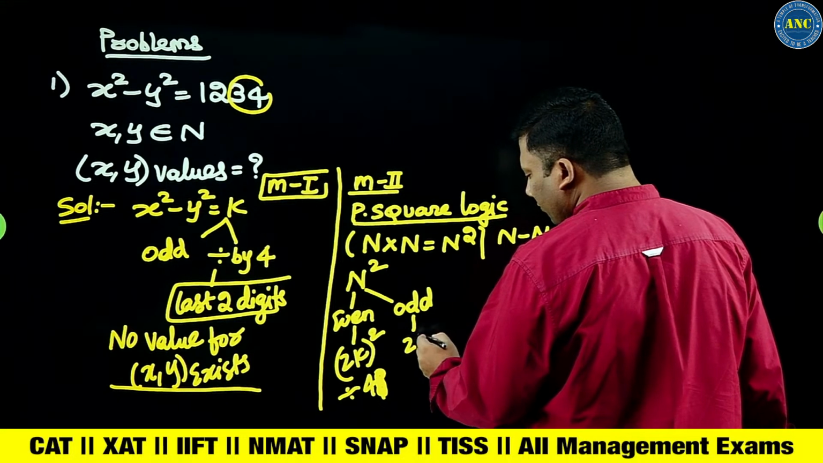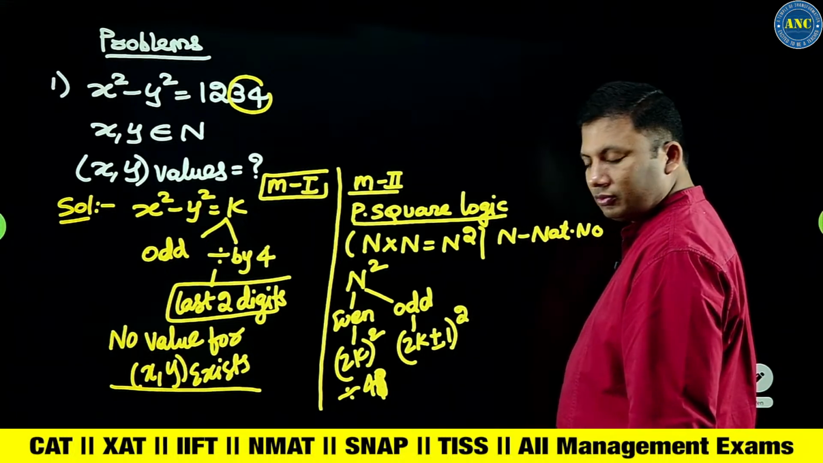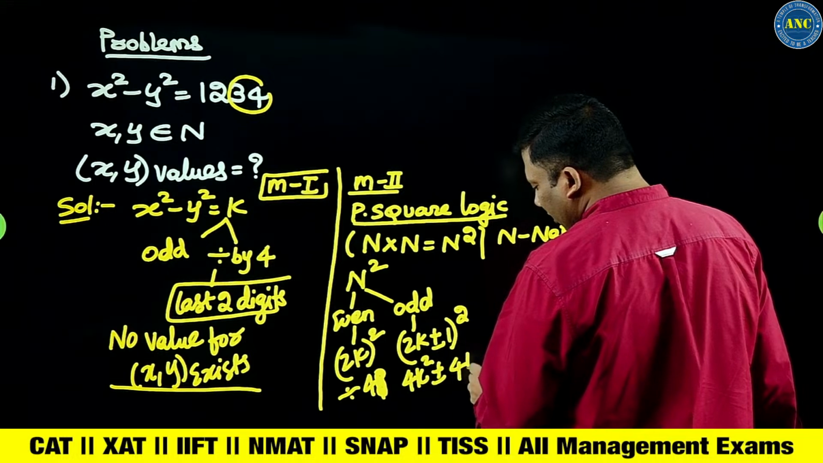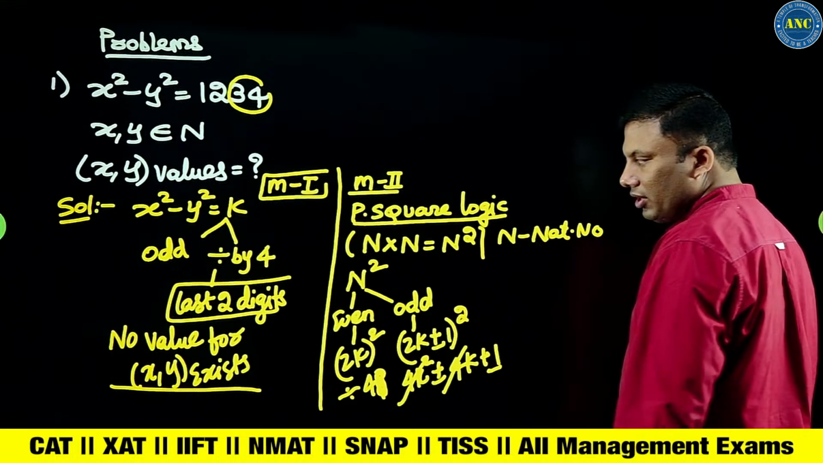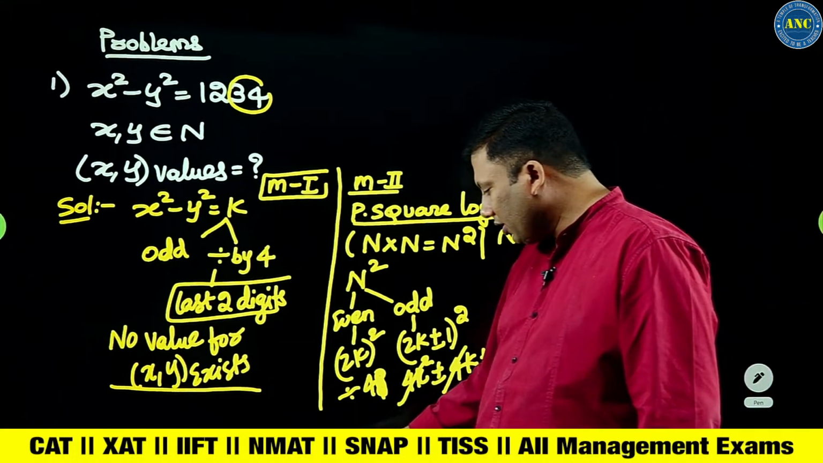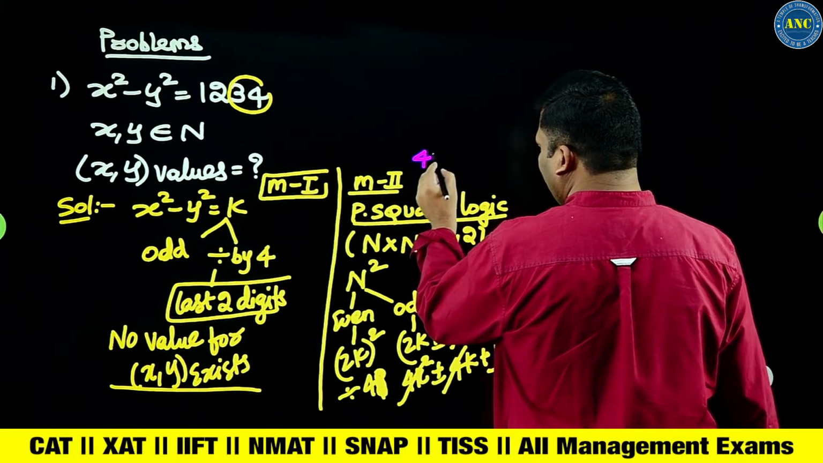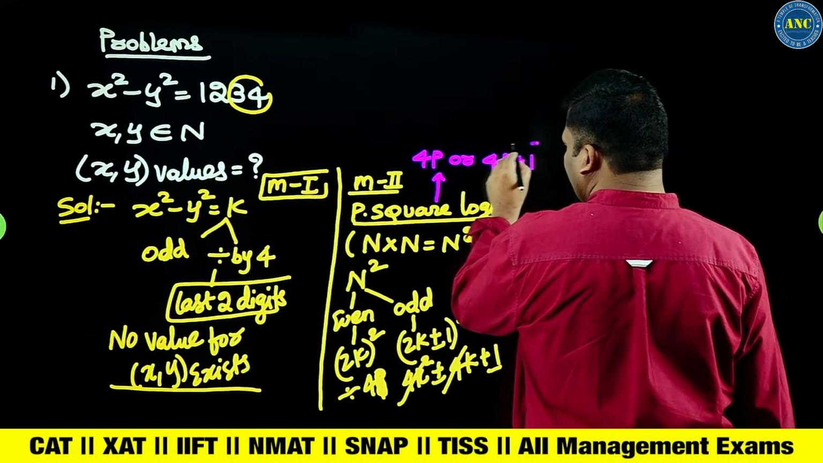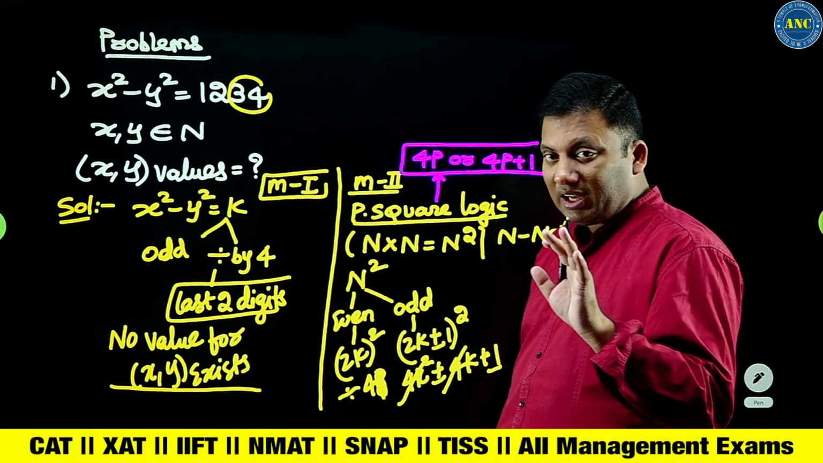Odd number: 2k plus or minus 1 is not divisible by 2. 2k plus or minus 1 whole square is 4k square plus or minus 4k plus 1, which is divisible by 4 with remainder 1. Very, very important concept. If a number is a perfect square, it should be divisible by 4 or give a remainder 1. If it is divided by 4 and gives a remainder 2, it is not a perfect square.